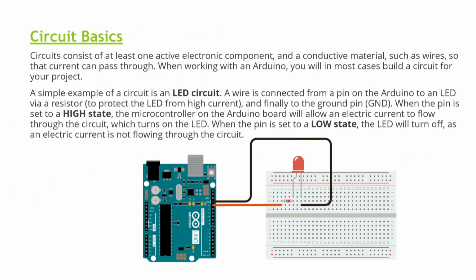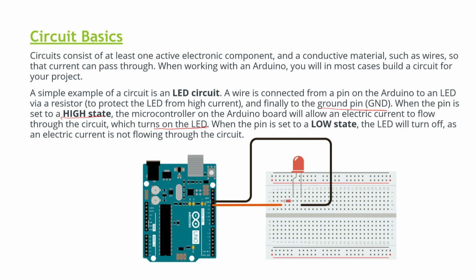Now, let us say some basic circuit. Suppose I want to switch an LED circuit on and off. In this case we have to use the Arduino, in which the LED will be connected via a resistor, so that high current would not go to the LED, and finally to the ground pin. When this pin is set to high state, the microcontroller on the Arduino board will allow current to flow through the circuit, which will turn on the LED.